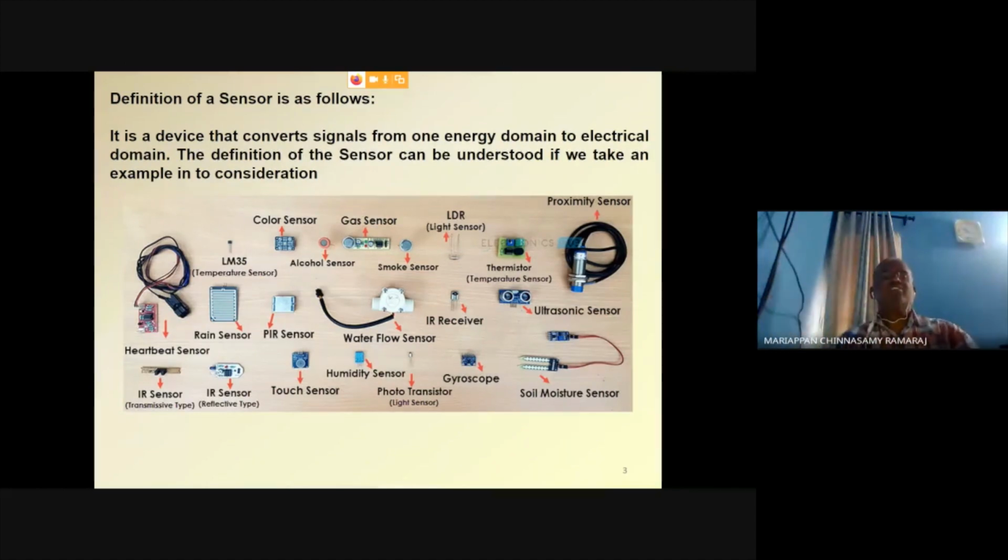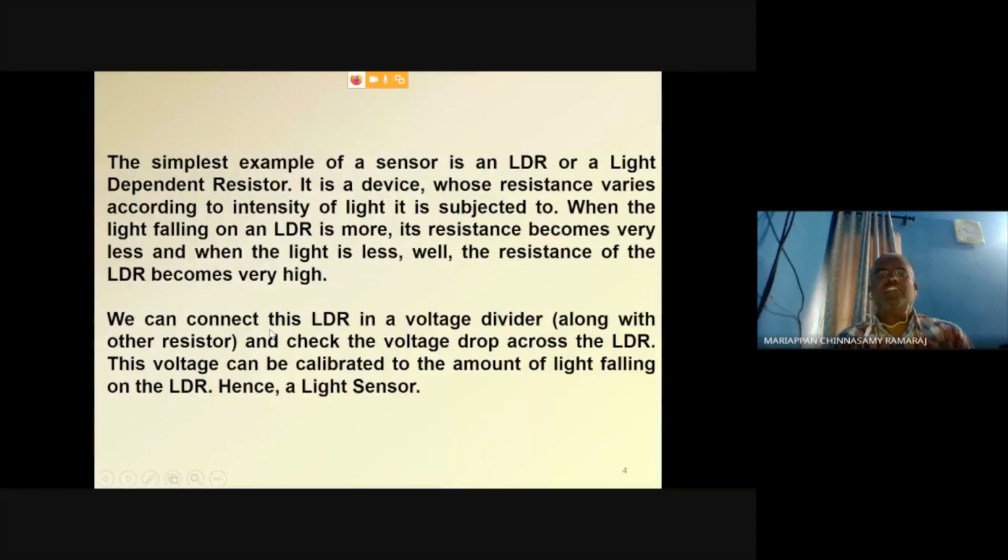The definition of sensors is as follows: they convert the signal from one energy domain to the electrical domain. Here you can see some of the sensors I have shown: color sensor, gas sensor, light sensor, and so on. These sensors look very tiny, very small. Let us look in detail at one of them, the light dependent resistance sensor.